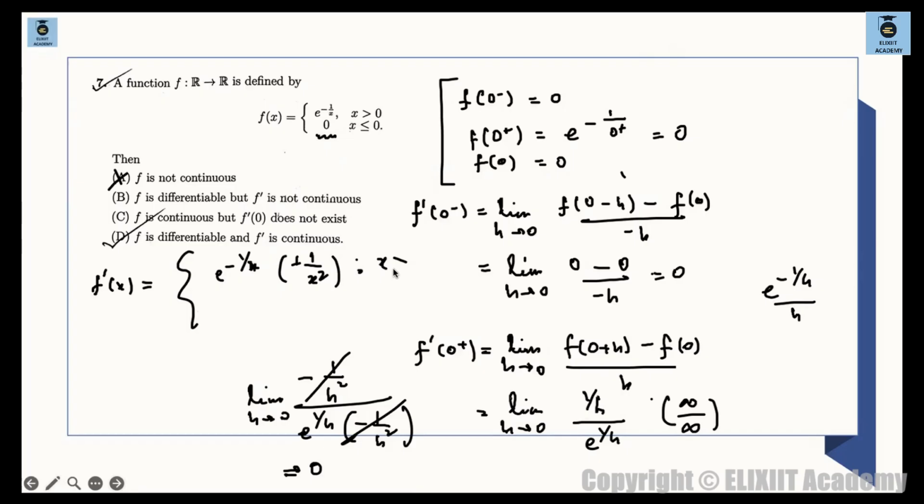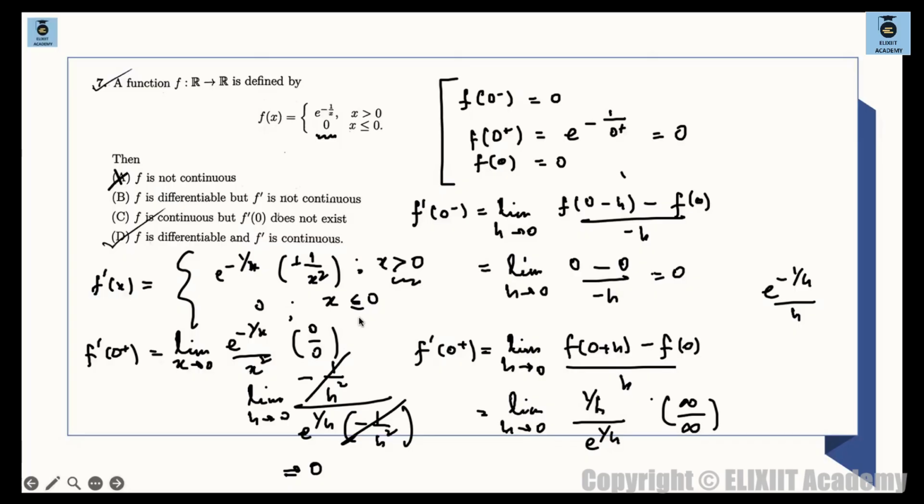1 upon x square when x is more than 0, and 0 when x is less than 0. This is f dash of x, so f dash of 0 plus will be, we'll consider this branch when x is more than 0, so limit x tending to 0, e raised to the power of minus 1 by x divided by x square, that's what we are having. So which form is this? Again 0/0 form, e raised to the power of minus 1 by x divided by x square.